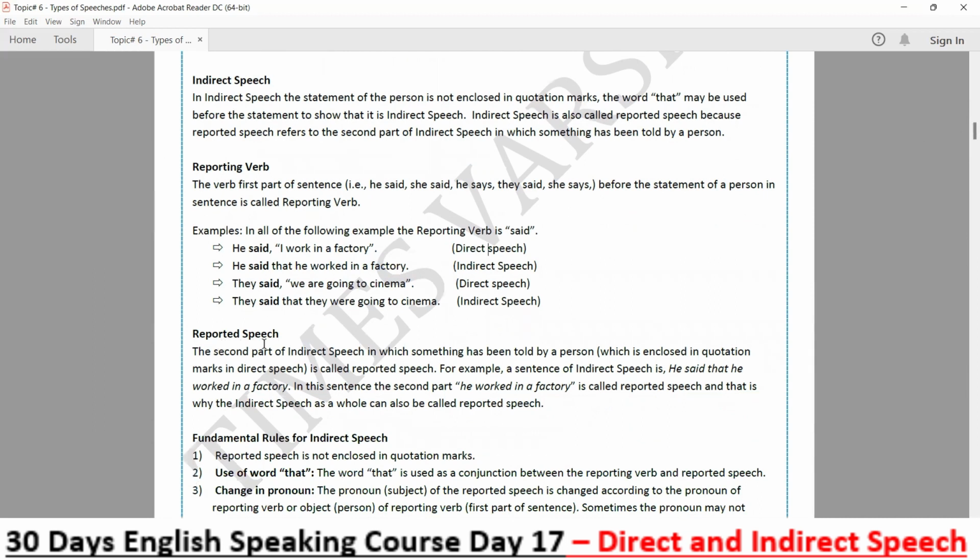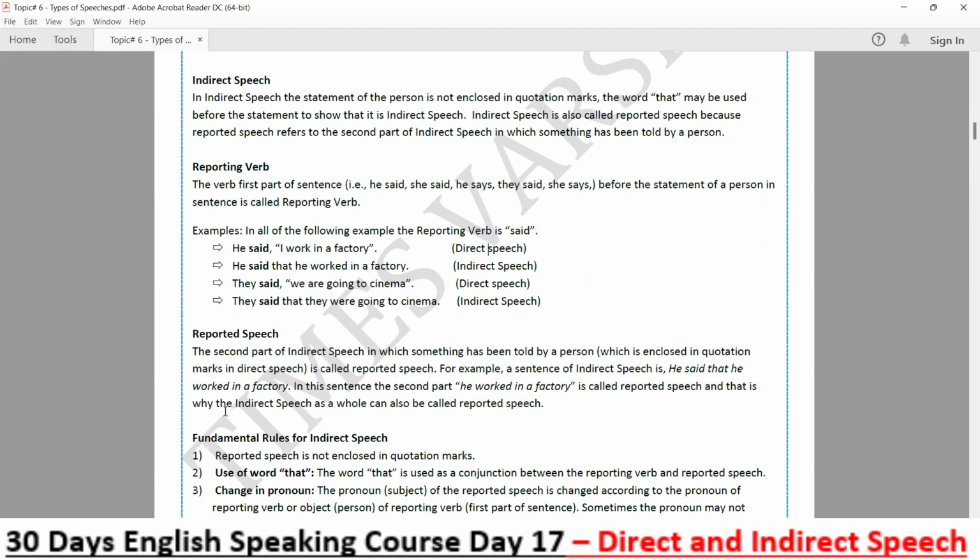Then we have reported speech. The second part of indirect speech, in which something has been told by a person, is called reported speech. For example, a sentence in indirect speech: he said that he worked in a factory. In this sentence, the second part, he worked in a factory, is called the reported speech.